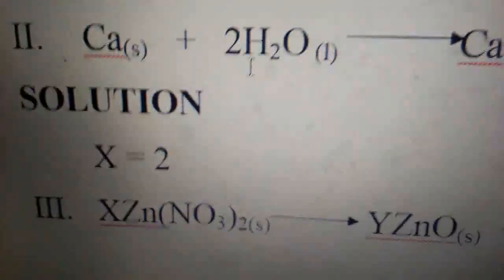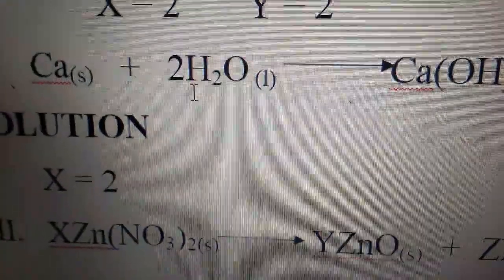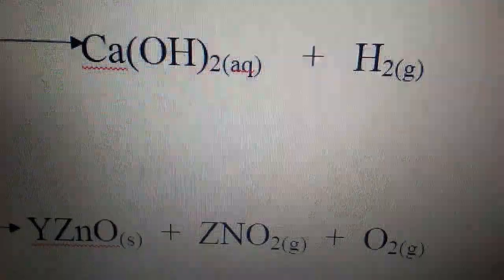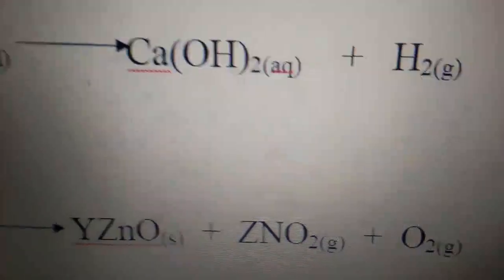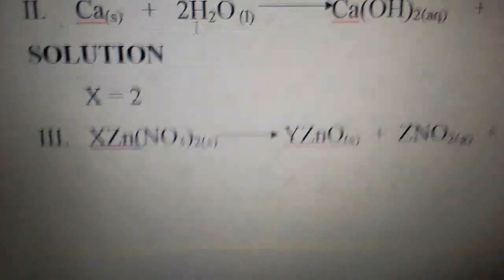If you check oxygen in water, 2 times 1, oxygen is 2. And then in calcium hydroxide, 2 times 1 inside the bracket is also 2. So the equation is balanced. So S is 2 as solved here.